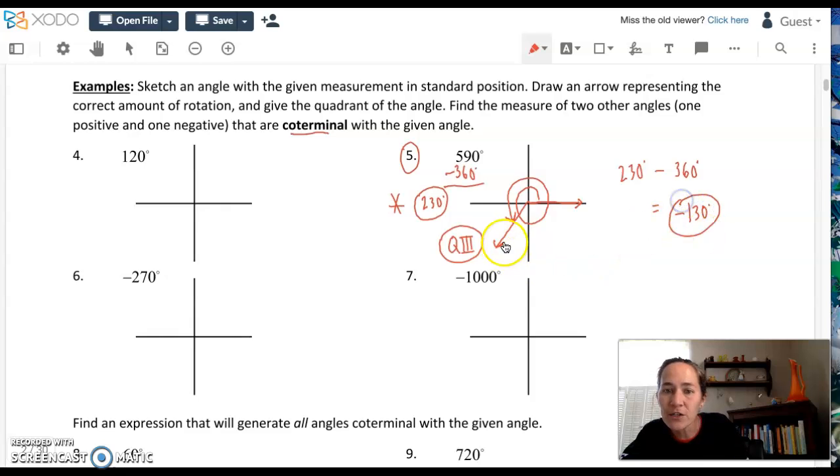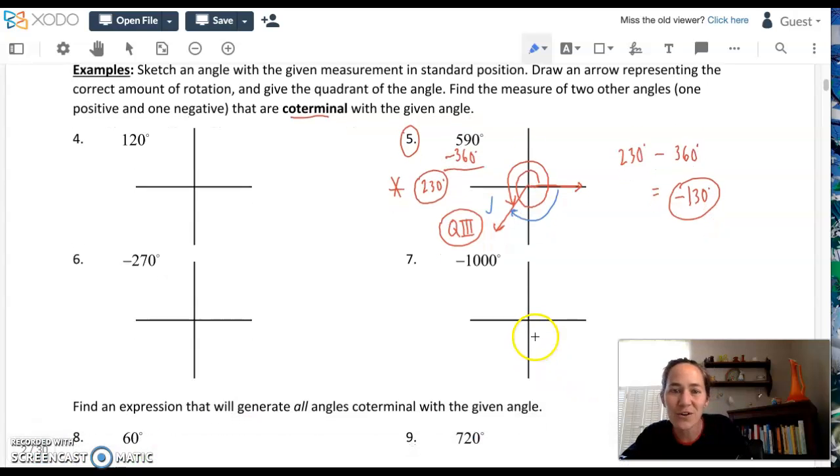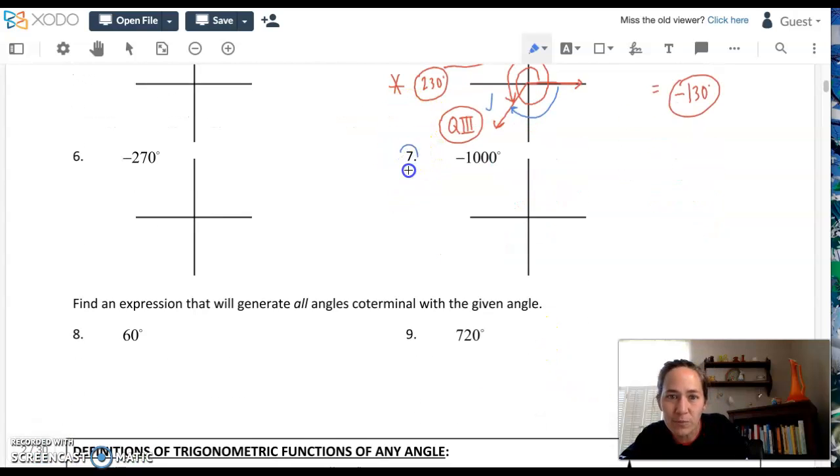You can see it on the picture. Negative 130, I'll do it in blue just so that nobody thinks it's part of my answer. You're still starting at 0. You're going in the clockwise direction, 130 degrees that way, and it lands you in the exact same spot. Let's try 7. Let's try the one underneath. I'm just interested in these ones with big numbers here.